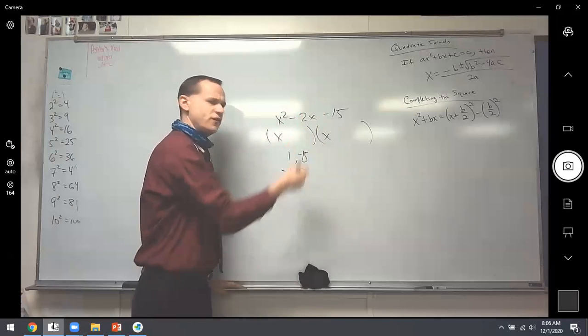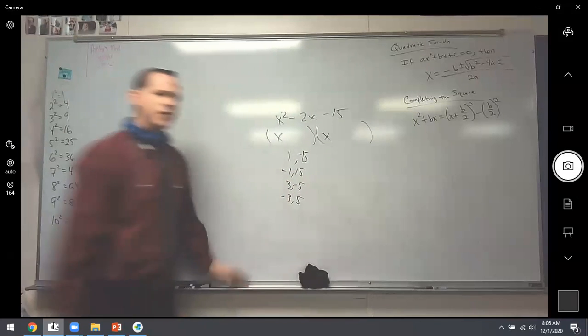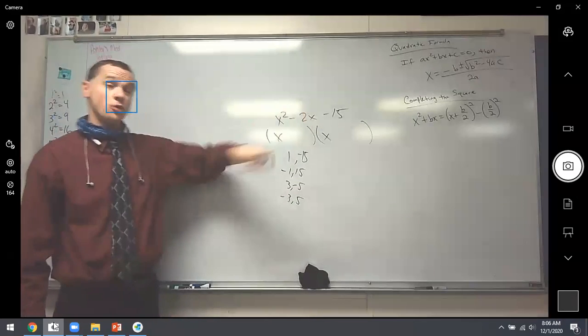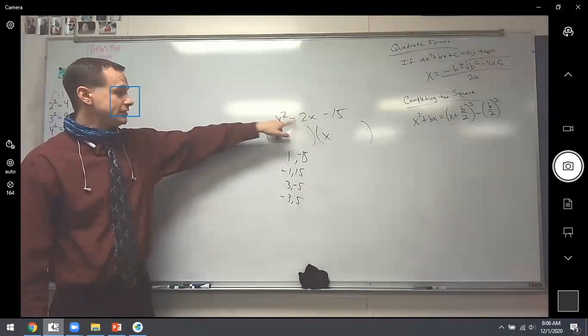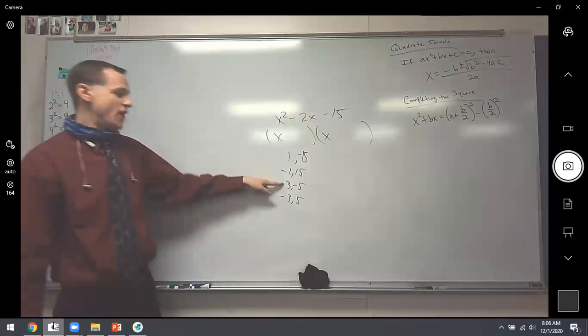Anything else that goes into 15? Maybe 3 and negative 5? Or negative 3 and positive 5. Any of these combinations would multiply to be negative 15, but only one of them will add to be negative 2. And that would be this one right here, correct? So find the right combination.